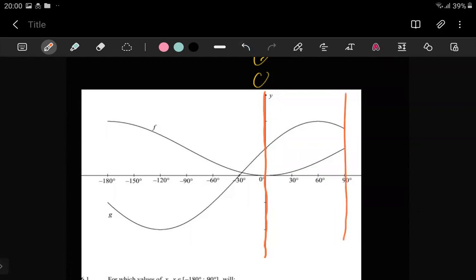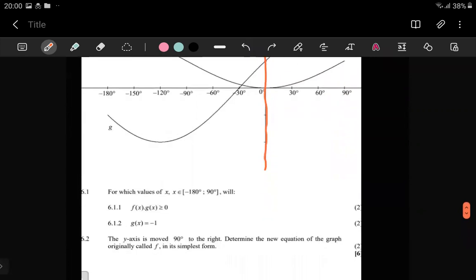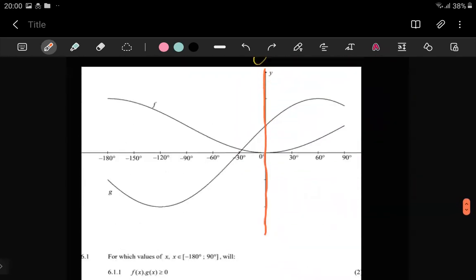I mean, it doesn't make any sense, because your y-axis and your x-axis always meet each other at coordinate 0. So when they say stuff like this, they're just going to make you think outside the box. They said, if the y-axis is moved 90 degrees to the right, determine the new equation of the graph, originally called f, in its simplest form. So if the y-axis moves 90 to the left, it would be somewhere like there.